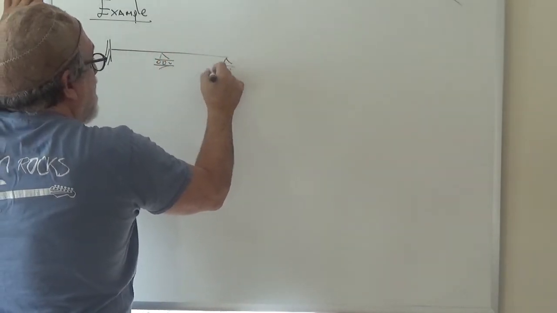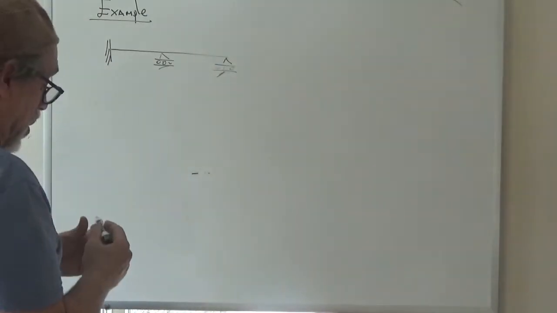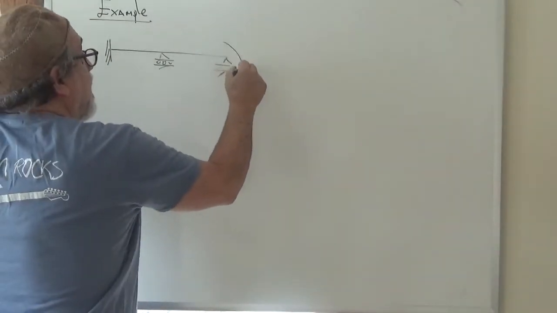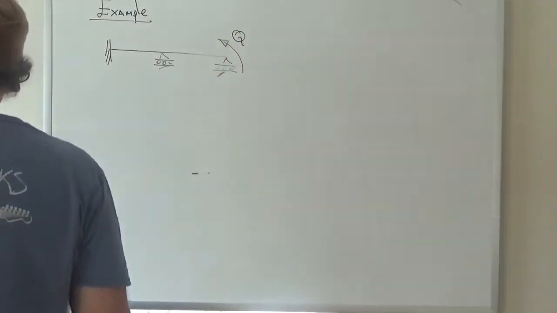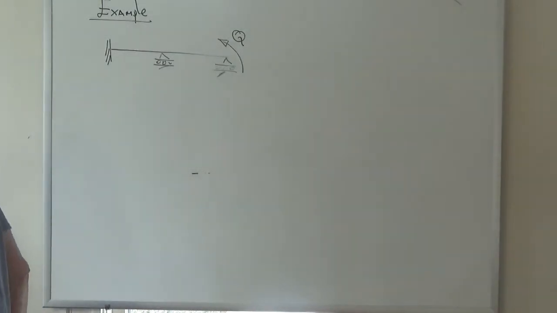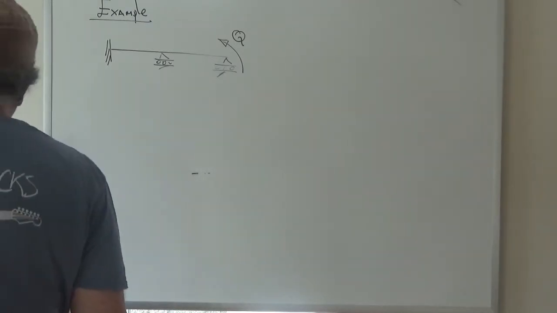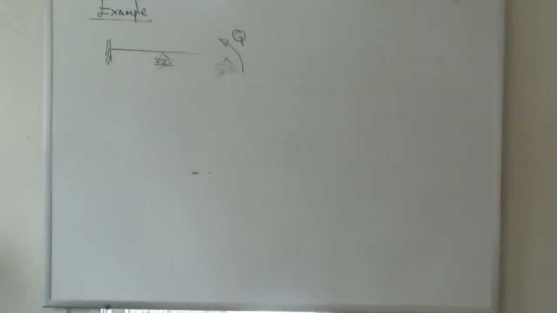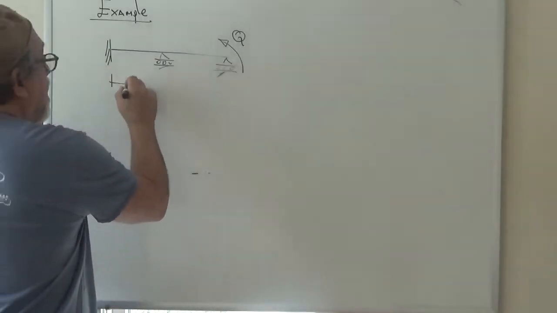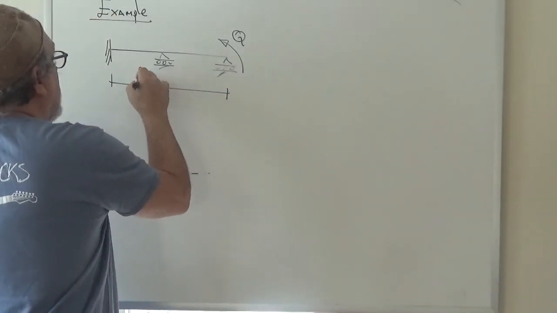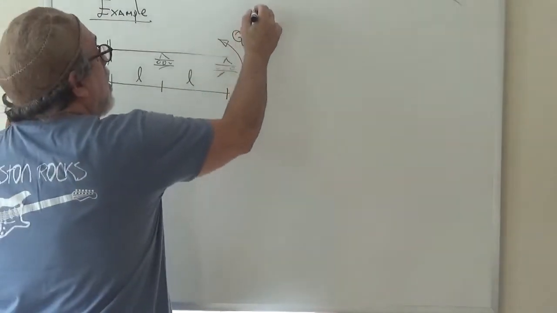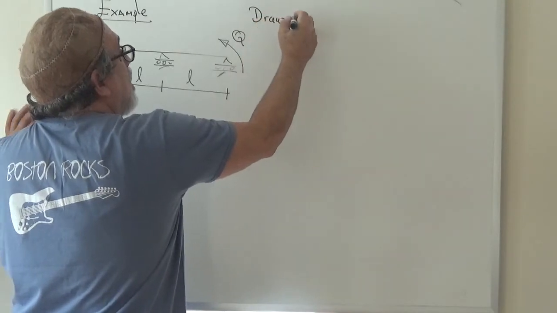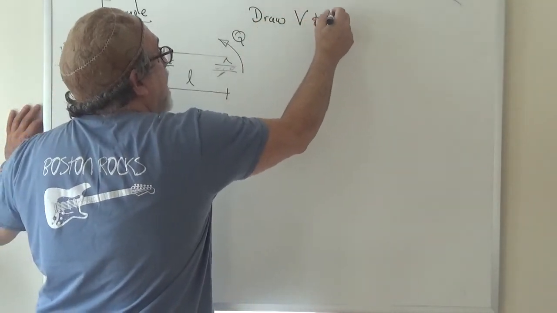Let's use that same beam, and let's use a loading that will make life quite easy. So let's say our structure is loaded with a moment Q acting at that point. Okay? So this is the problem that we're going to solve. We're going to say that this distance is L, this distance is L. Our objective is to draw the shear and the moment diagrams.